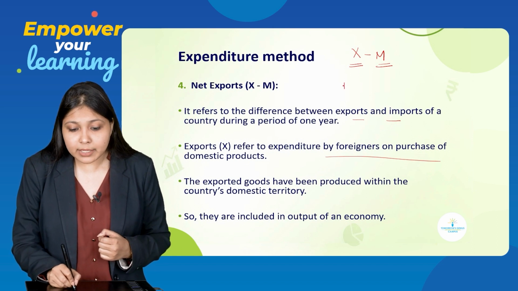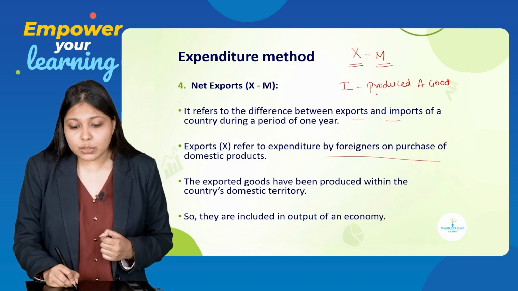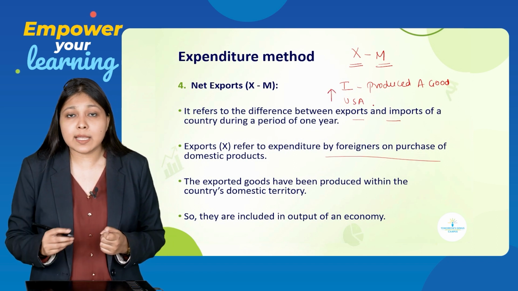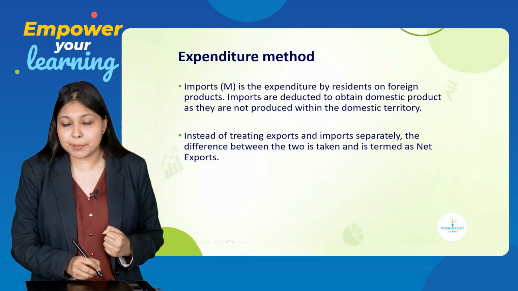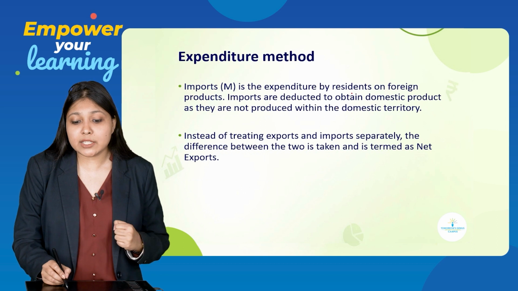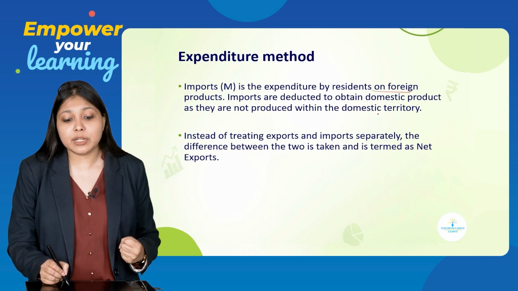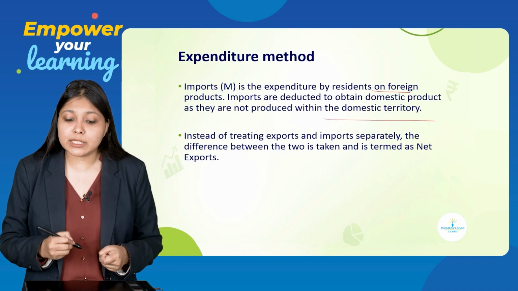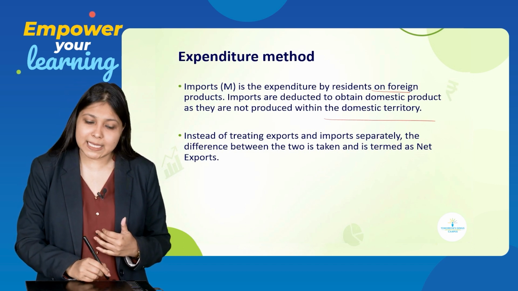Example, India has produced a good and USA is buying that good from India. So, that means India has exported the goods and India will be receiving the payment. Whereas, import is the expenditure by residents on foreign products, and imports are deducted to obtain domestic product as they are not produced within the domestic territory. Instead of treating export and import separately, difference between the two is taken as net exports.